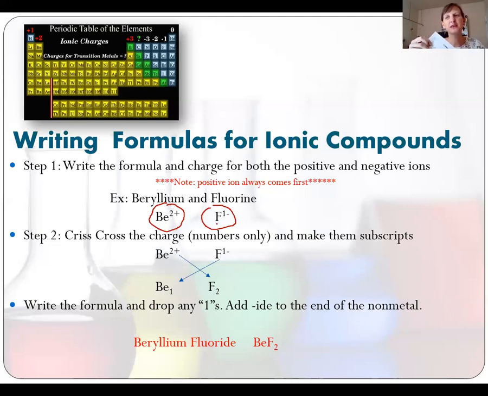And then we basically crisscross these numbers. So the beryllium's charge becomes fluorine's subscript. And the subscript tells us that there are 2 fluorine atoms in this compound. So that's what the subscripts are for. Fluorine has a 1 charge, so our subscript on the other element is a 1. And because of that, then we can write the formula as BeF2.